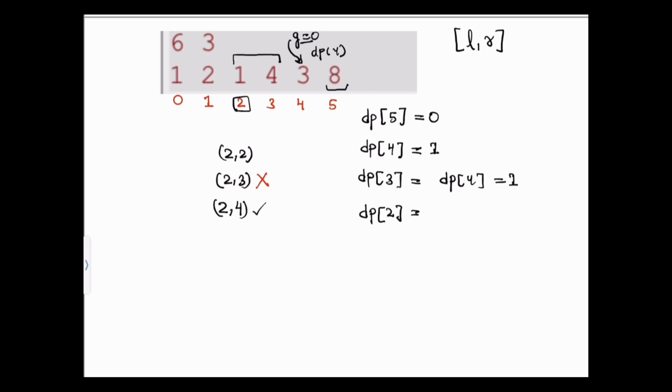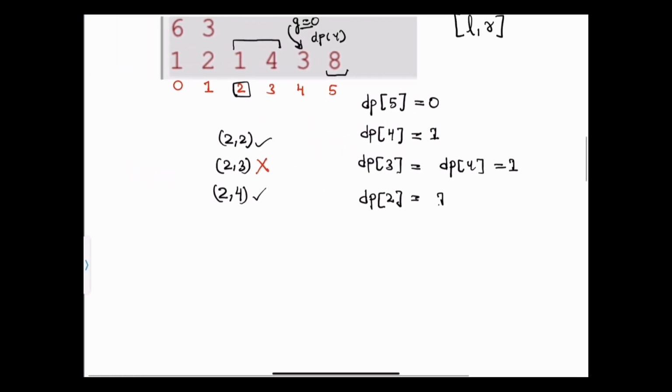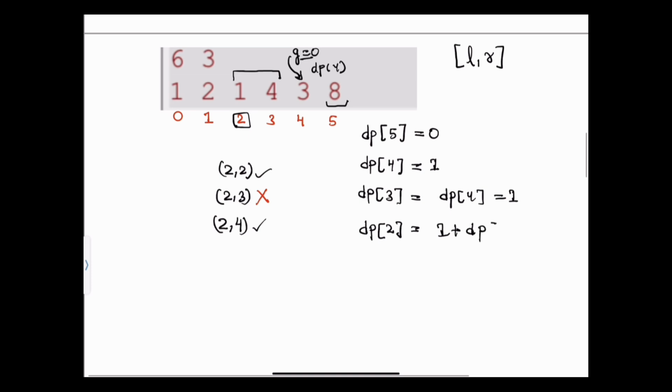Or we can say the value of dp of this index is equal to, so how many elements did we consume? We consumed only one element, which is 2 comma 2, and after that the answer is going to be plus dp of 4. So the answer is going to be 2 because the value of dp of 4 was 1. I'm going to explain it again over here.